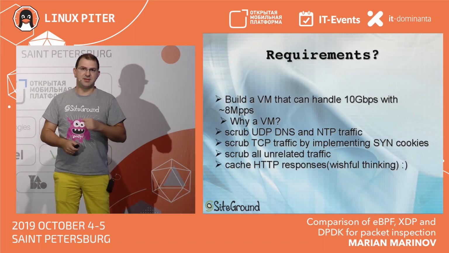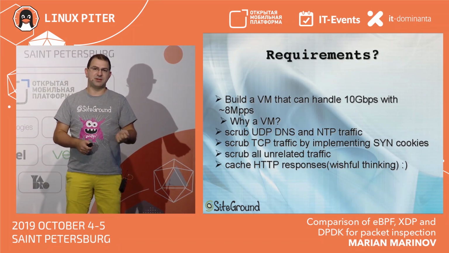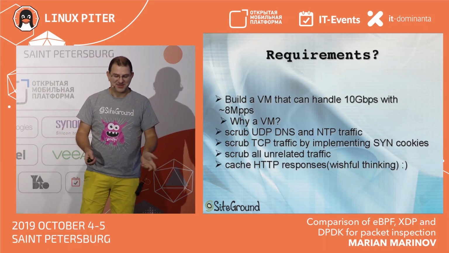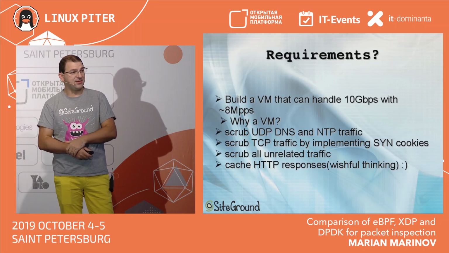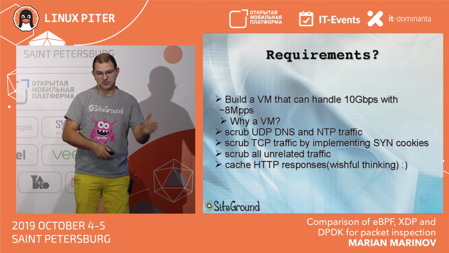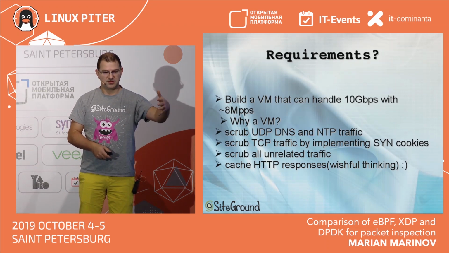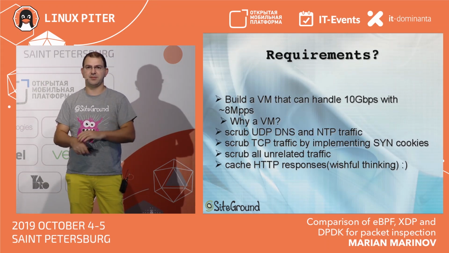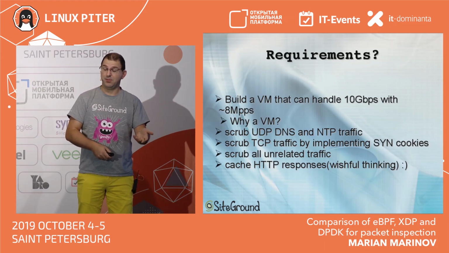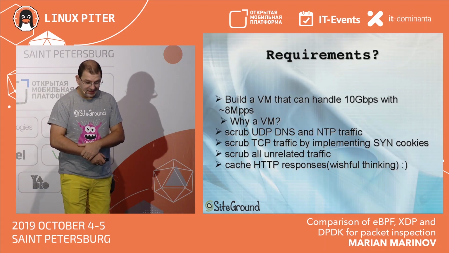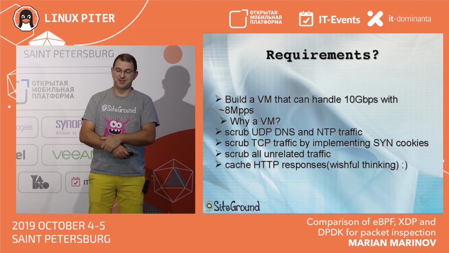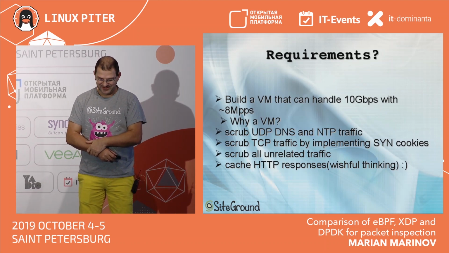Scrubbing UDP, DNS, and NTP traffic was the most important part for me because I don't have any other services running on UDP. Then scrubbing TCP traffic with SYN cookies was also important because I wanted to scrub the traffic on the filter, not on the servers themselves. Because the servers may have only 10 gigabits, while the VMs can be multiple of 10 gigabits. And wishful thinking is caching the HTTP responses. We are still thinking about this.